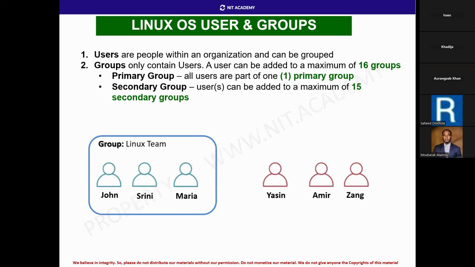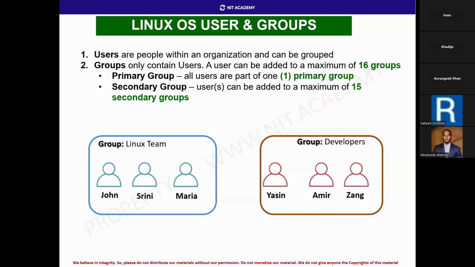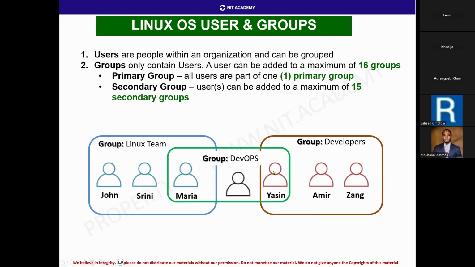And you can have a group called developers, and you can have somebody that could be working in two different groups called DevOps. You can have three people. Yasin is in the developers team. Maria is in the Linux team. And then we have all three of them working in a different group. So you could belong to a group 1, a group 2, and a group 3.